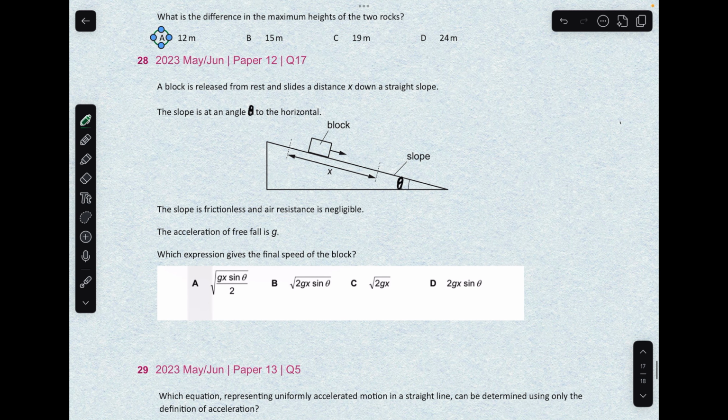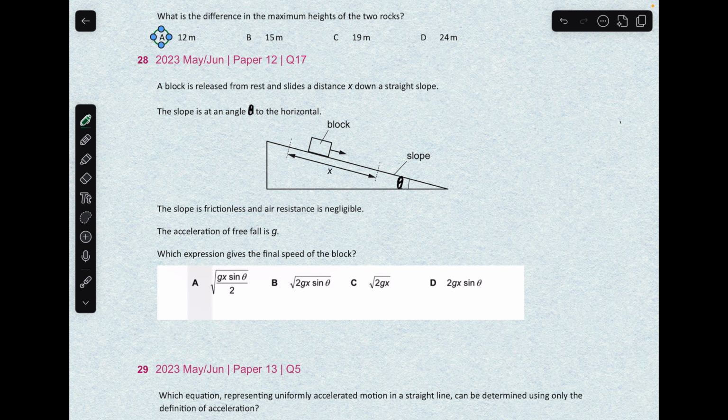In the next question, a block is released from rest. Initial velocity is given, that is 0, and it slides a distance x down a straight slope. The slope is at an angle of theta to the horizontal. The slope is frictionless and air resistance is negligible. a is equal to g. Okay, this is a very different scenario. Commonly, in case of a slope, we don't consider this condition.